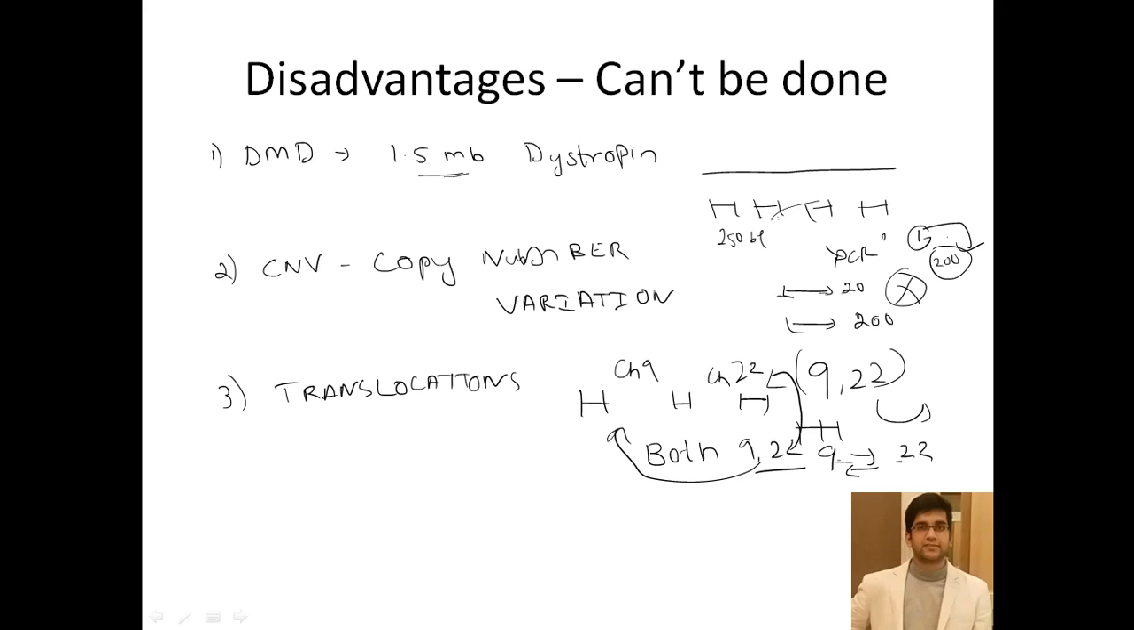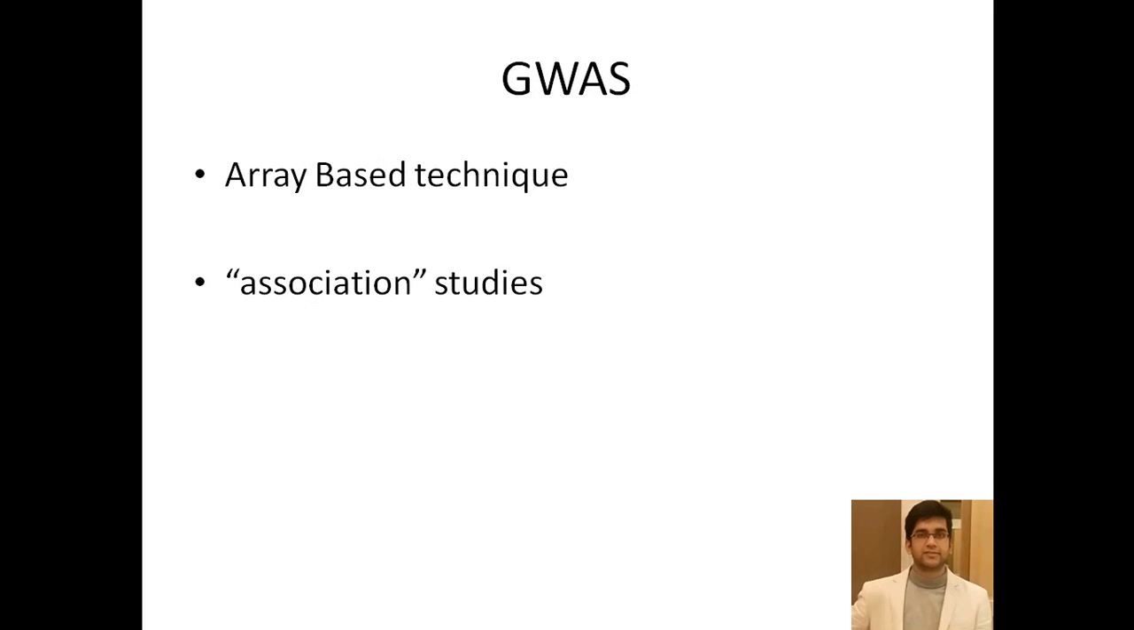The main disadvantage is a large deletion or duplication cannot be identified. Copy number variations cannot be identified, and translocations cannot be identified. This may be the question which can come in the future exams. So just one passing mention about GWAS. What is GWAS? It is Genome Wide Association Studies.